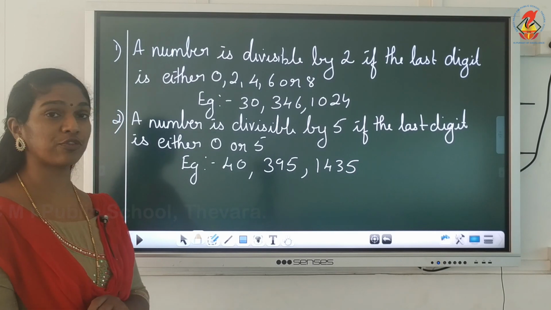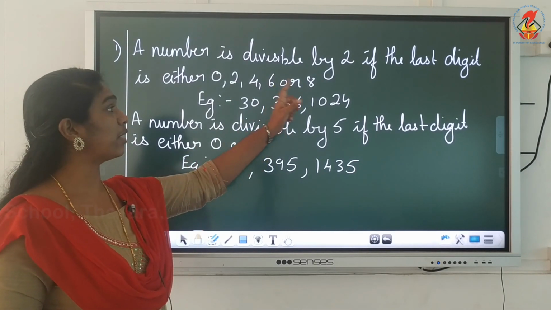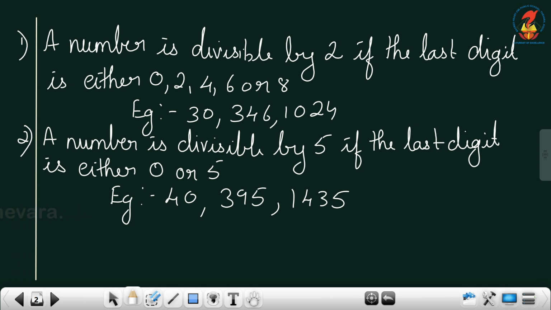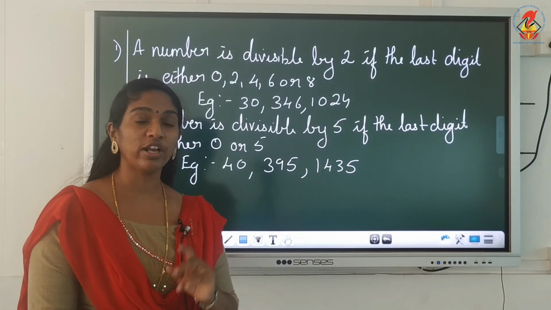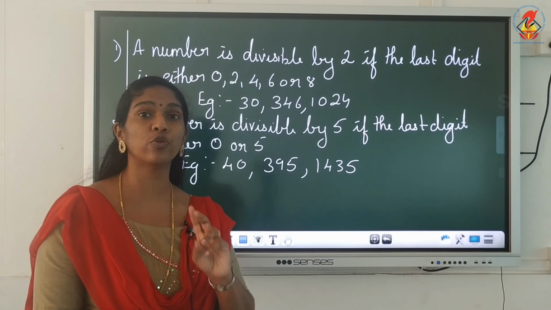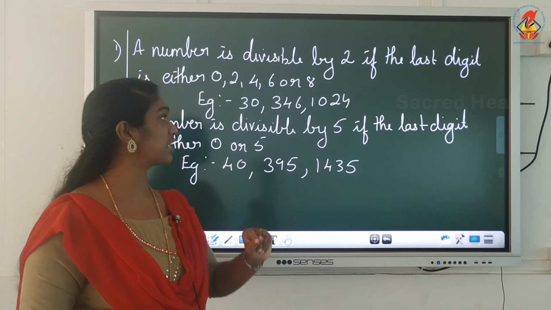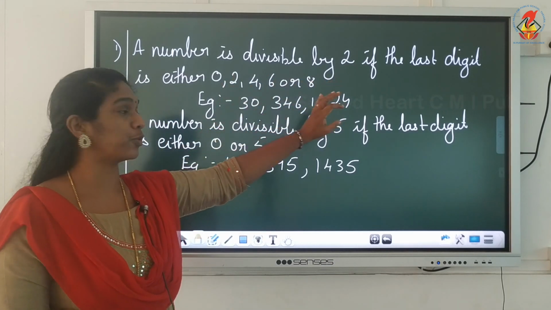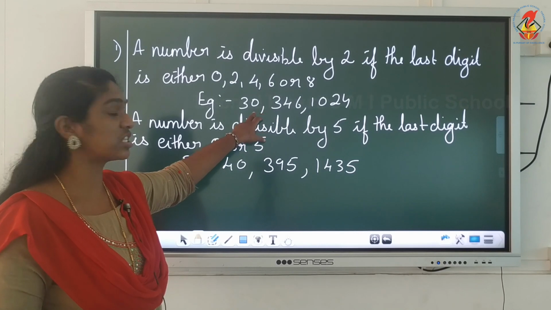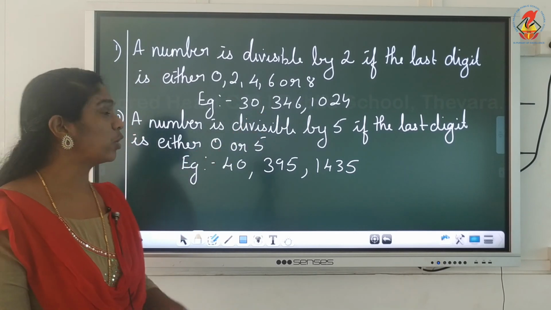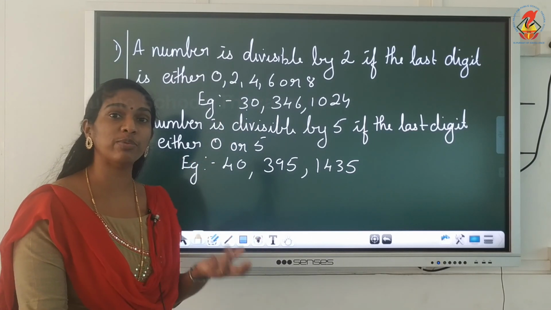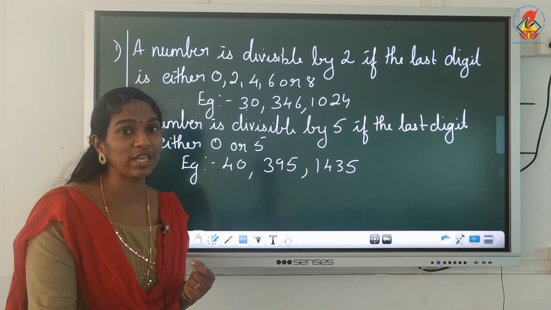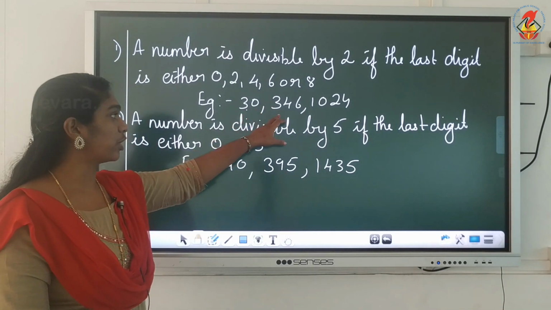So what is the rule that we can follow when we check a number is divisible by 2? A number is divisible by 2 if the last digit is either 0, 2, 4, 6 or 8. That is, if that particular number is an even number, then we can say that particular number is divisible by 2. Take an example here, 30. What is the last digit given? Last digit is 0. So I can say this particular number 30 is divisible by 2. Yes, we know 30 when you divide by 2 you get the answer 15, the remainder will be 0. So 30 is divisible by 2.